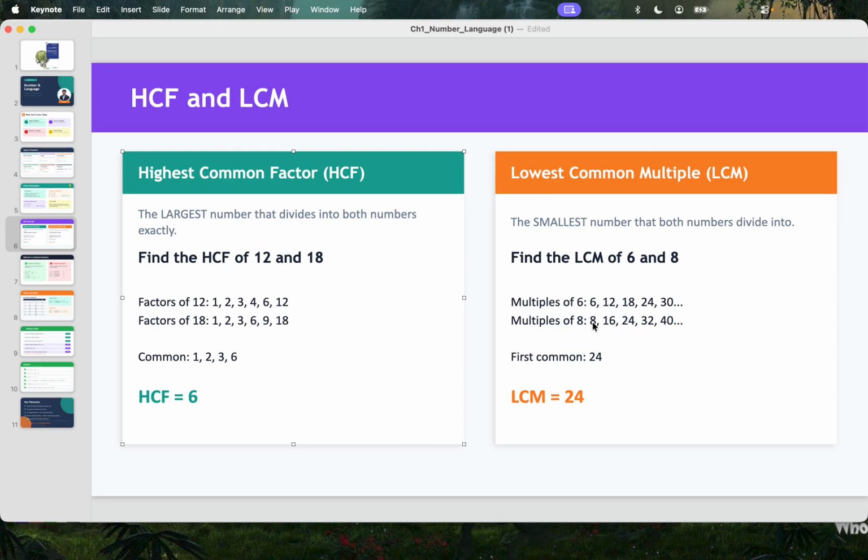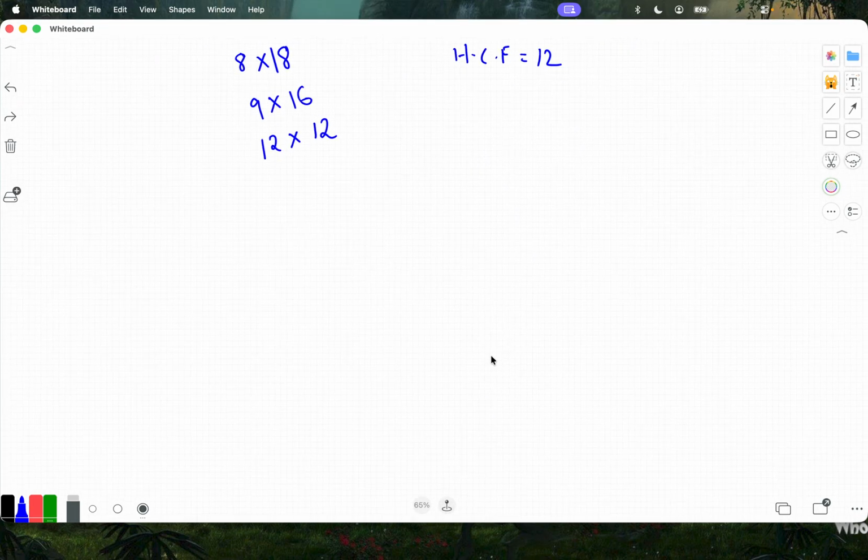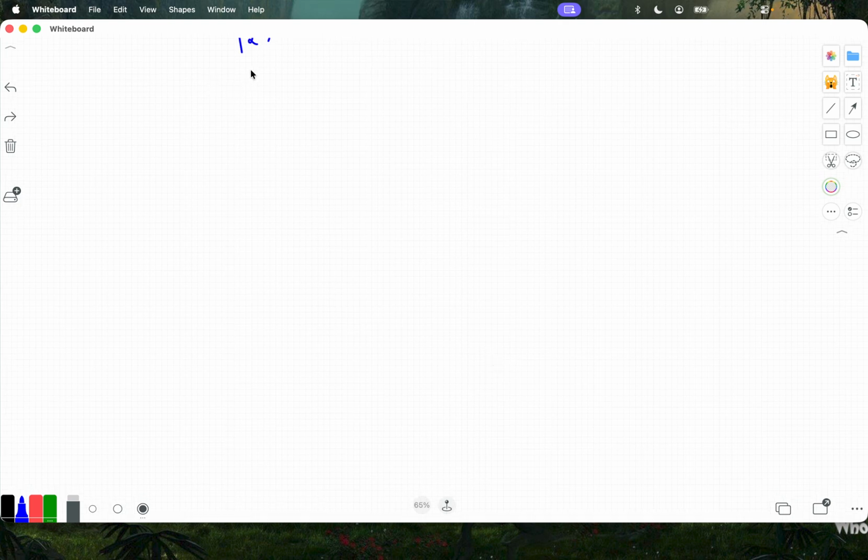Among these, we'll choose the least common multiple. 6 and 8 are not common. 12 and 16 are not common. 18, 24. So 24 is common in both of these multiples and this is the least common multiple. So here we will write LCM as 24. Okay, this is how we do the least common multiple. So let's practice some problems in least common multiple. Say 6 and 14.